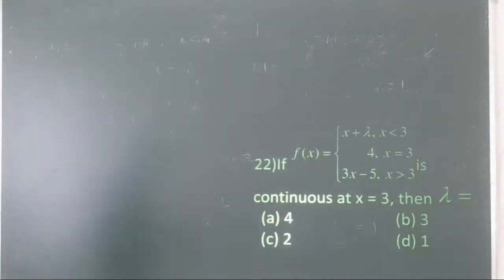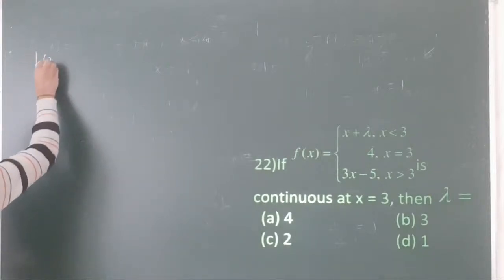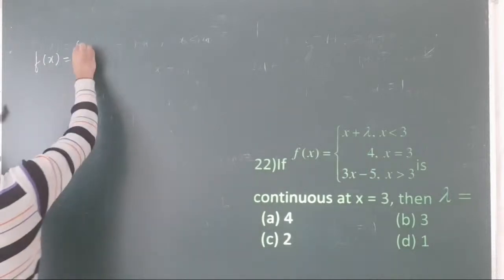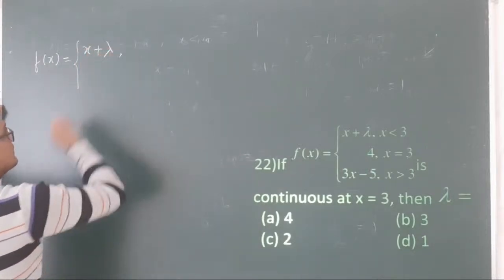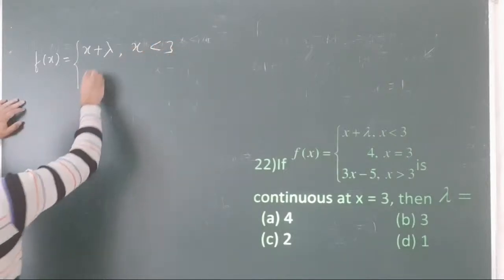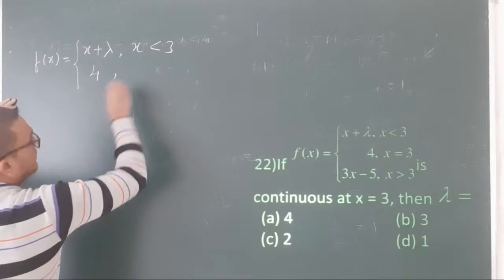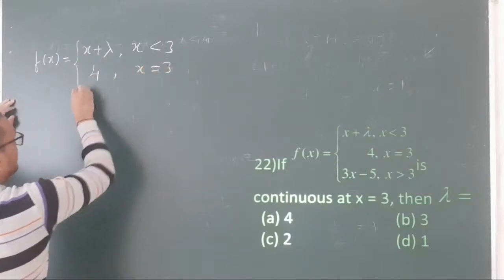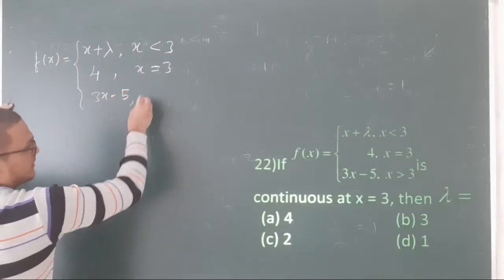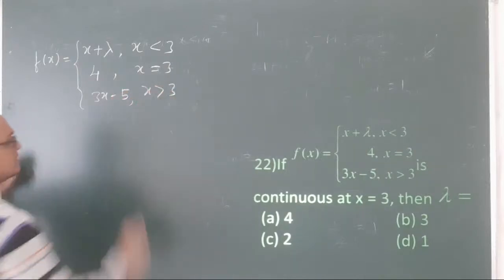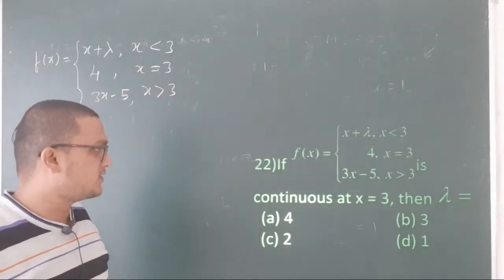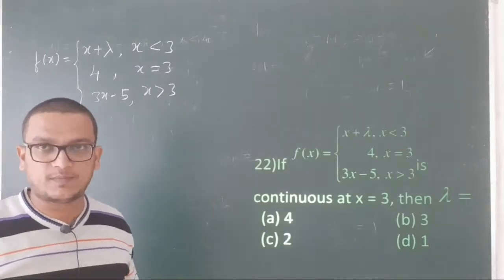Next question. f of x is equal to x plus lambda when x is less than 3. f of x is 4 when x is equal to 3. f of x is equal to 3x minus 5 when x is greater than 3. It is continuous at x equals 3, then find the value of lambda.